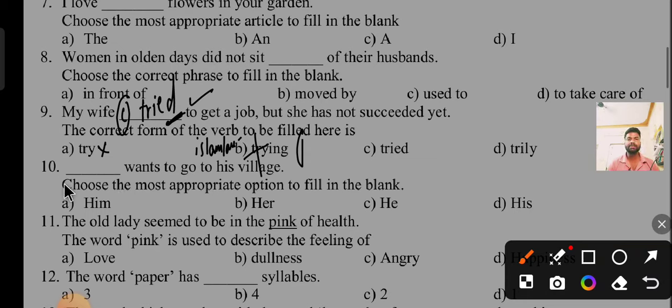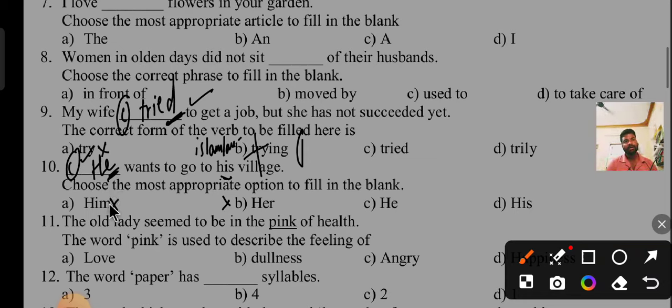Okay, next, 10th question: dash wants to go to his village. Choose the most appropriate option to fill in the blank. Him is an objective pronoun, it doesn't come. Her doesn't come because the subject is male here. We will use the male pronoun. Option C is the right answer, that is he. He wants to go to his village.